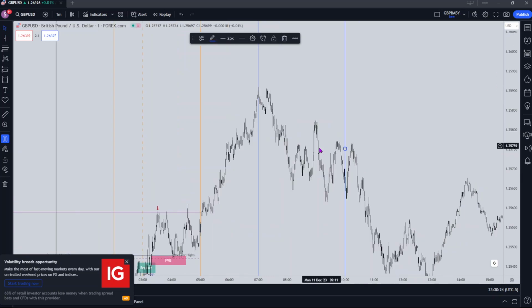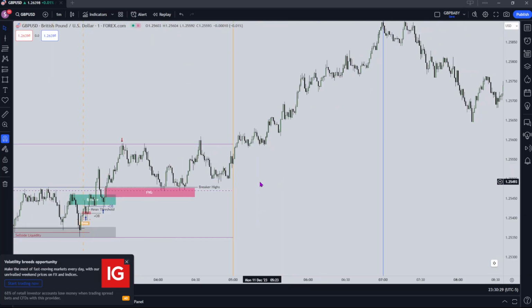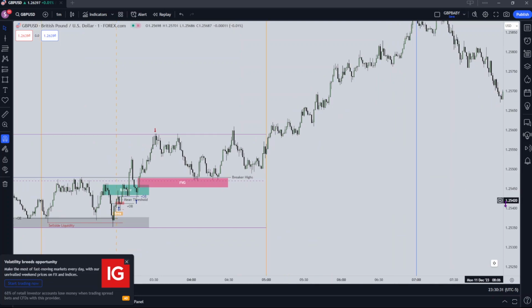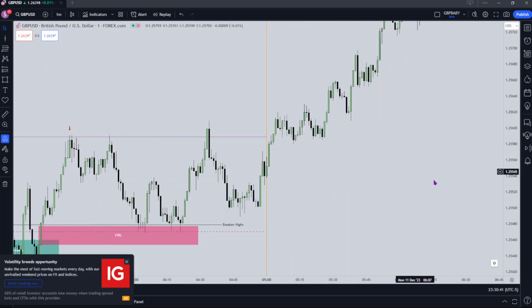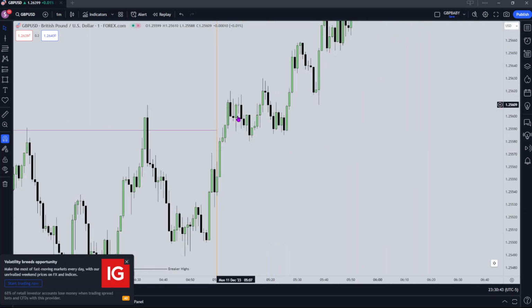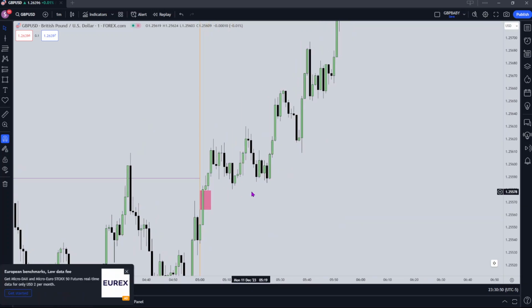Now this New York session isn't the best. You can see through after London we continue to trade higher. A lot of consolidations, a lot of pullbacks, and not very smooth price action, but what can you do? Low, high, low, low. Draw that out. Small little breaker high here. Trade into that.